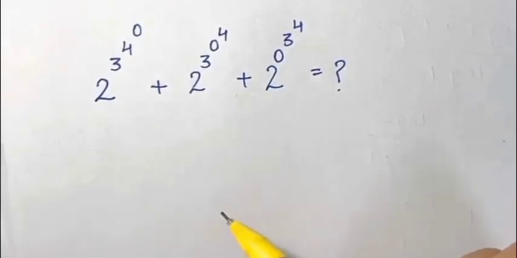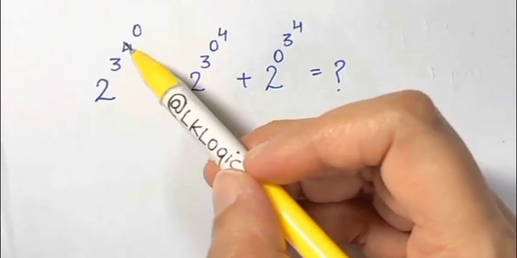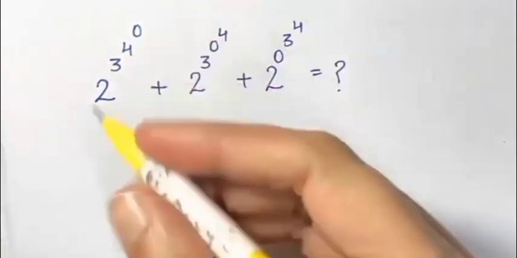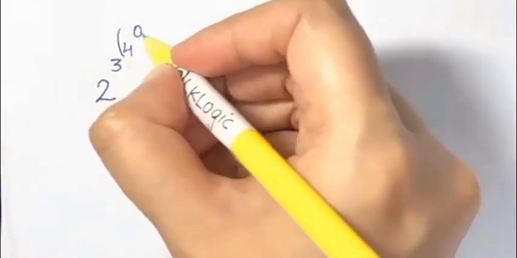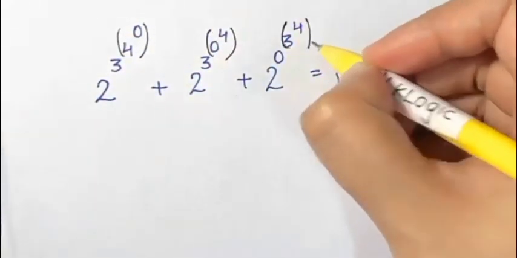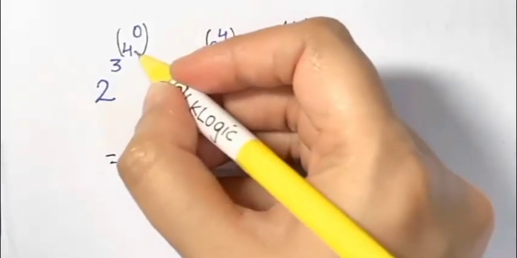Special problem for you all. So what we are going to do here is you have 2 to the power of 3 to the power of 4 to the power of 0. Whenever you have powers to powers like this, we're just going to put the brackets here on the powers and then solve for it. So here we have 4 to the power of 0.